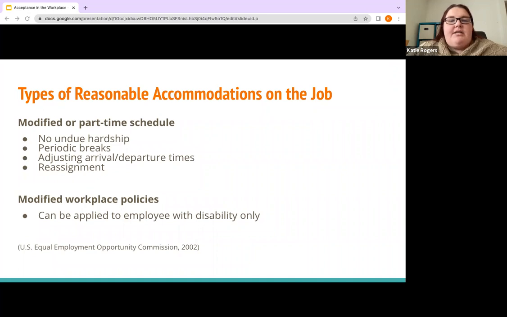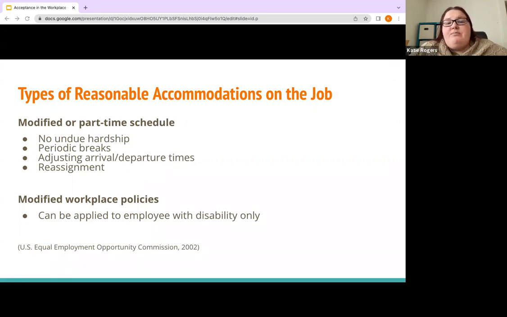Types of reasonable accommodations on the job. No undue hardship to the employer must be present, and this is key. A modified schedule may involve adjusting arrival or departure times, providing periodic breaks, altering when certain functions are performed, allowing an employee to use accrued paid leave, or providing additional unpaid leave. An employer must provide a modified or part-time schedule when required as a reasonable accommodation unless it creates undue hardship, even if it does not provide that schedule to other employees.